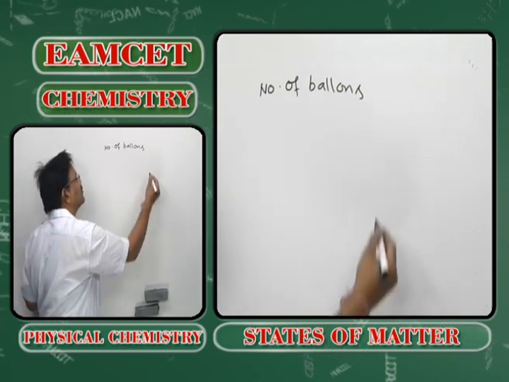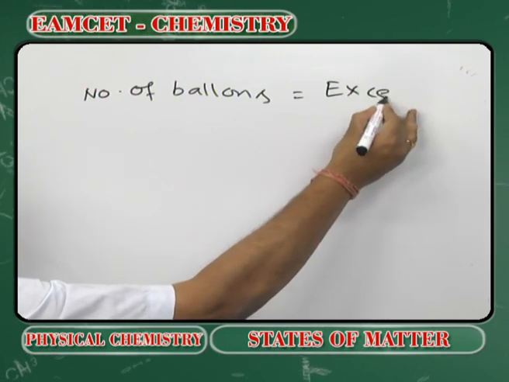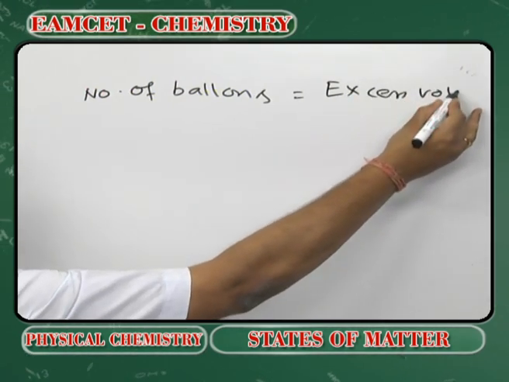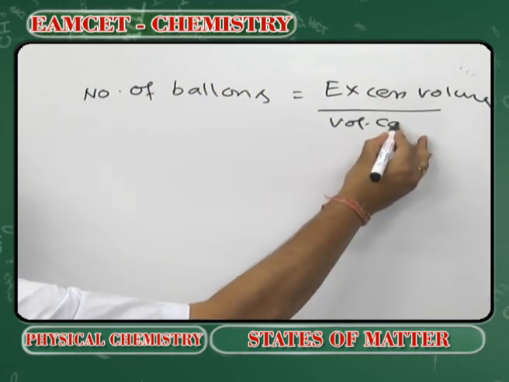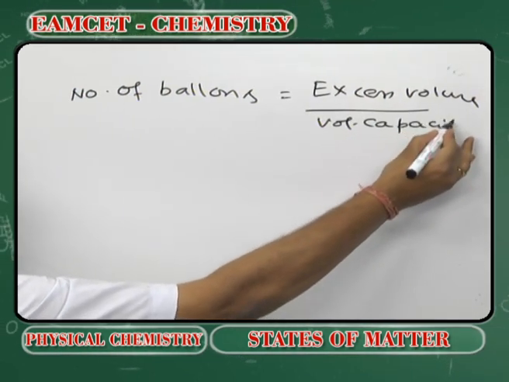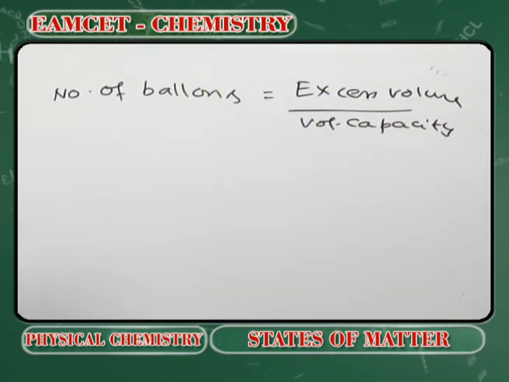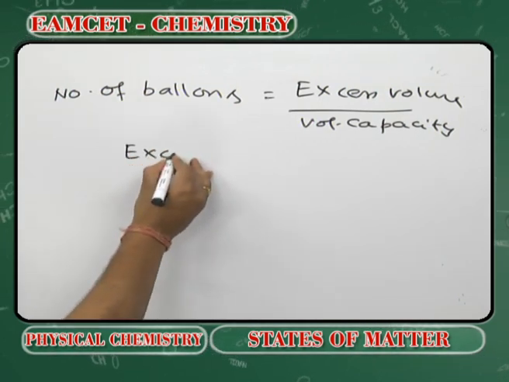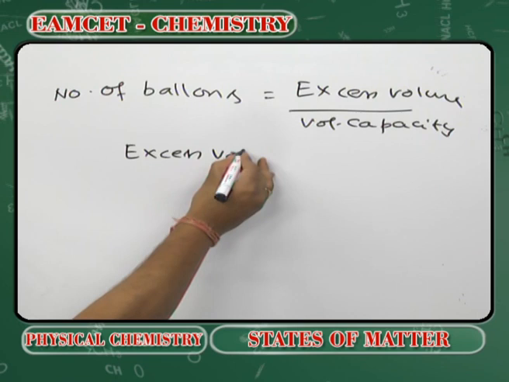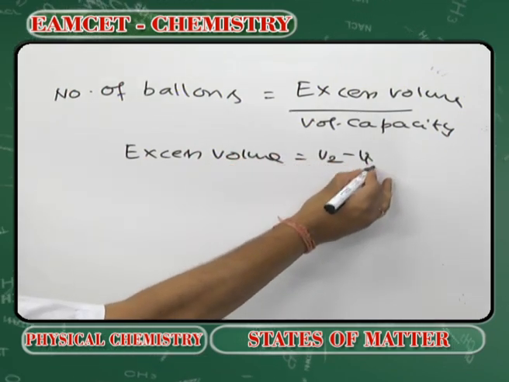So number of the balloons that can be filled is equal to excess volume by volume capacity of the balloon. What is the volume capacity of the balloon? It is 1 liter. What is the excess volume? Excess volume will be equal to V2 minus V1.